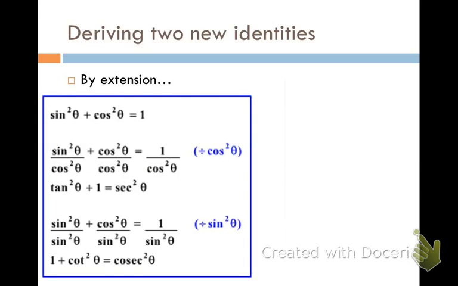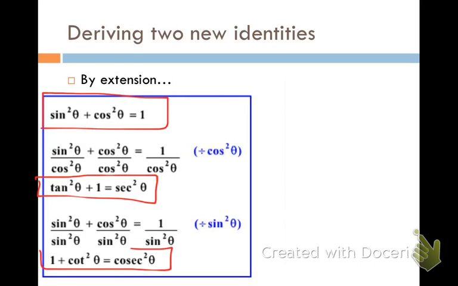So, by extension, we have two new identities, where we take our initial Pythagorean identity, that's what these are called. If we divide everything by cosine squared, our first term becomes tangent squared, because sine over cosine is tangent, and we squared it. Then we get 1, and then 1 over cosine squared will give us secant squared. So here's our next Pythagorean identity. If we divide by sine squared, back at the original, we get our third Pythagorean identity.